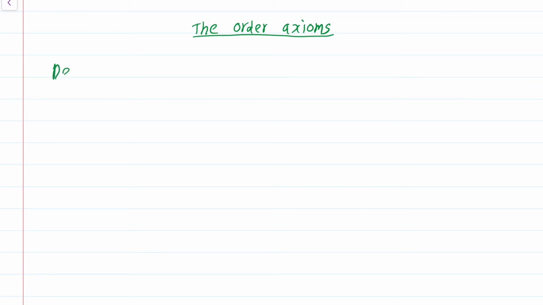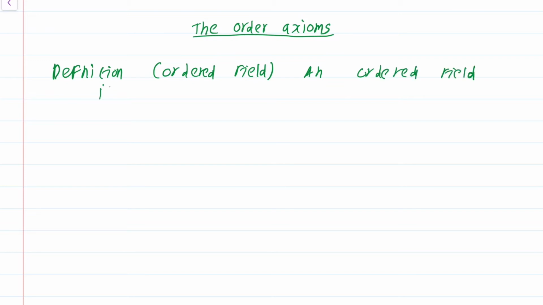Definition, ordered field. So we are going to put an ordering on the field. Okay, an ordered field is a field F, plus, dot. Of course I can denote the multiplication by dot. Last time I did it by times. It really doesn't make a difference.